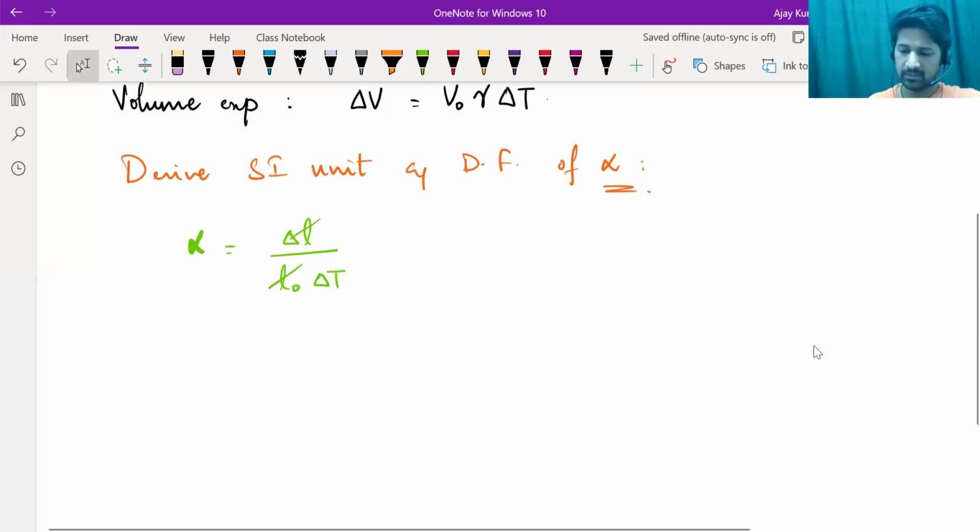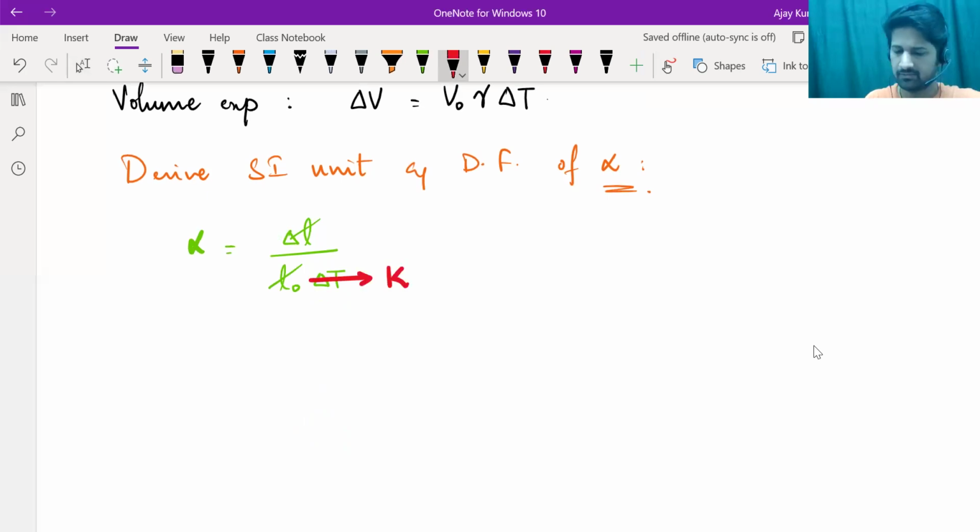Okay. Now, temperature change. For temperature, the SI unit is Kelvin. So for delta T also, the SI unit will be Kelvin itself, so alpha is per Kelvin, or Kelvin inverse, you can say. Dimensional formula will be K power minus 1.